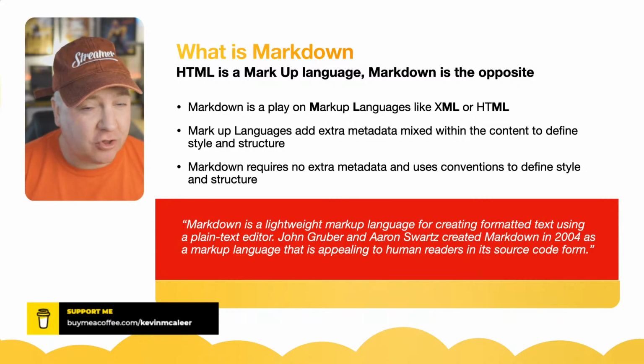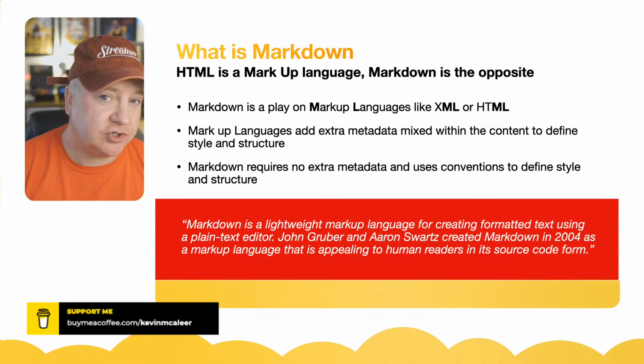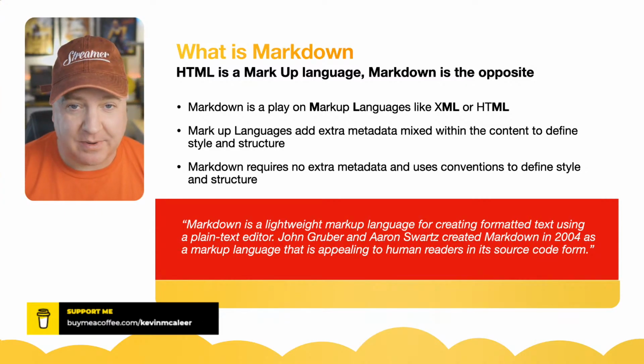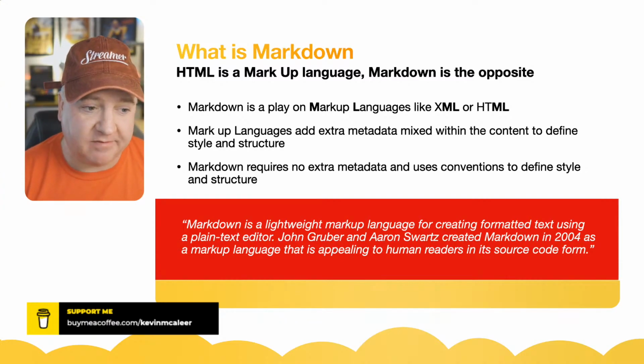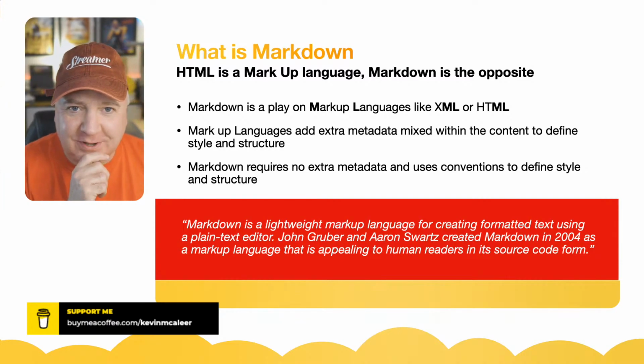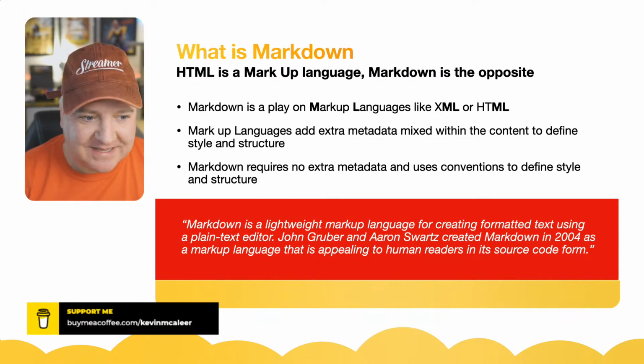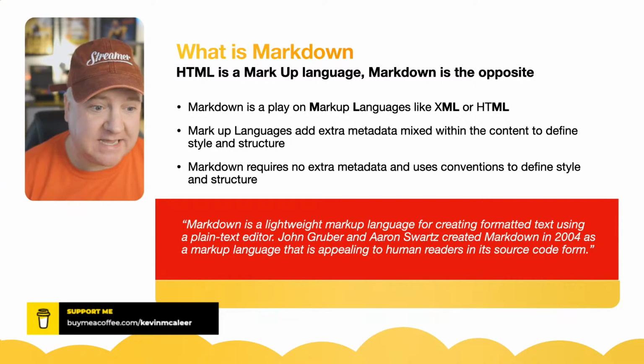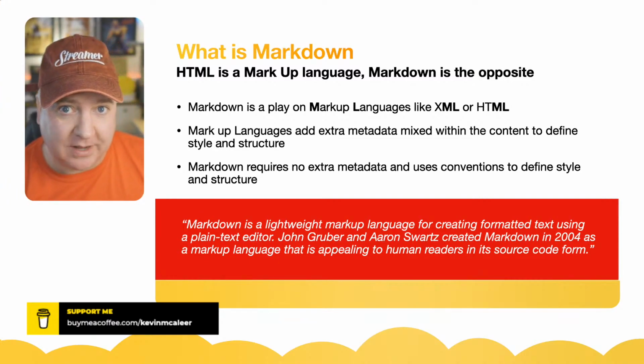It uses conventions to define style and structure. And we can then use things like Bootstrap to help make those styles really come to life and pop. So the official definition of what Markdown is: it's a lightweight markup language for creating formatted text using a plain text editor, which is what we like to do when we code.